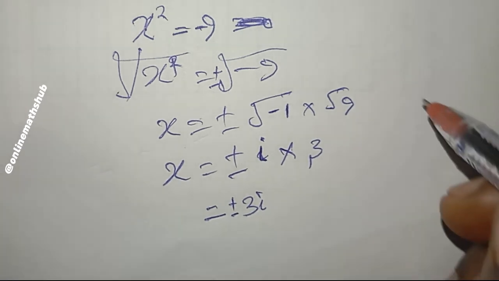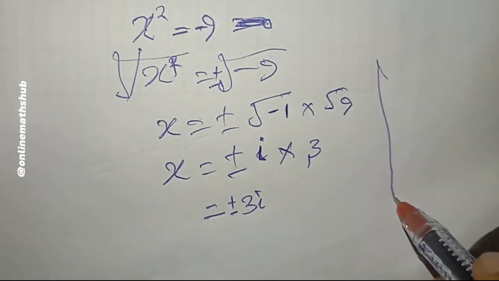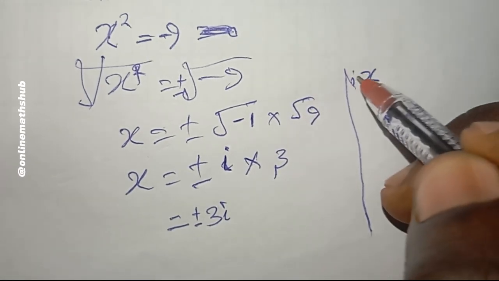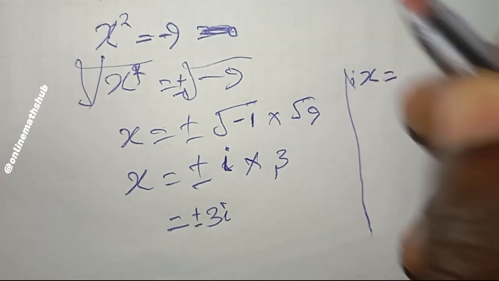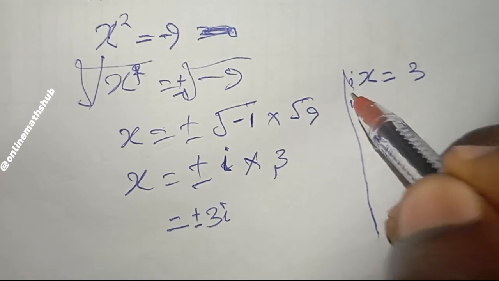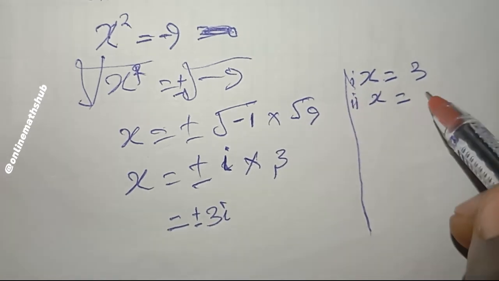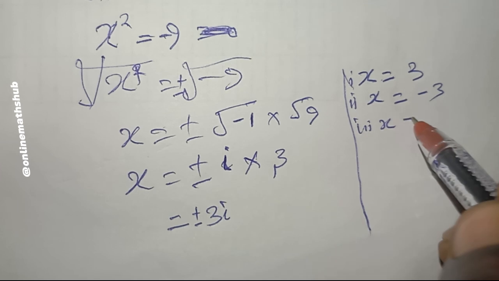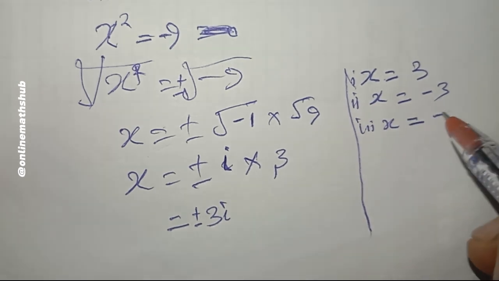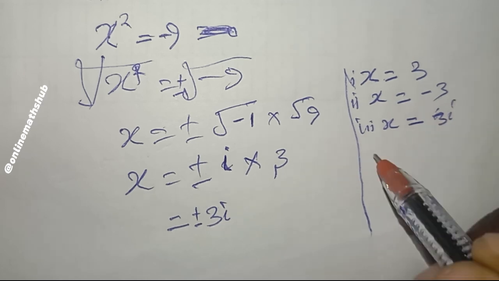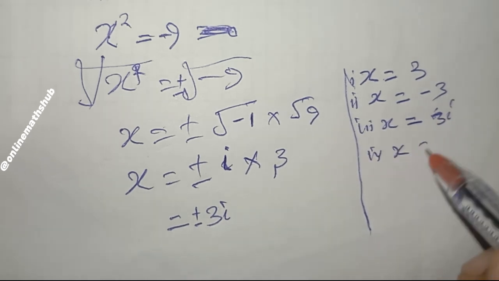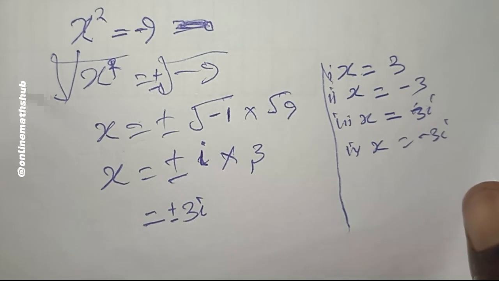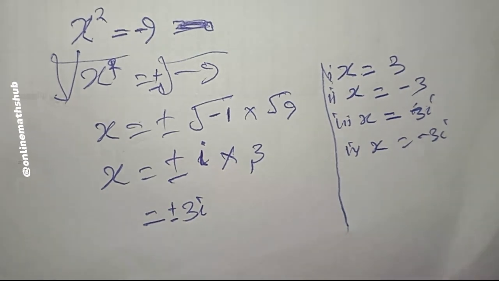So these are the four values of x that actually satisfy the equation we are solving. The first one, x is equal to positive 3, and the second x that will satisfy the equation is x equal to negative 3. The third one, x is equal to positive 3i, and of course the fourth one, x is equal to negative 3i. So these are the values of x that satisfy the equation we are solving.